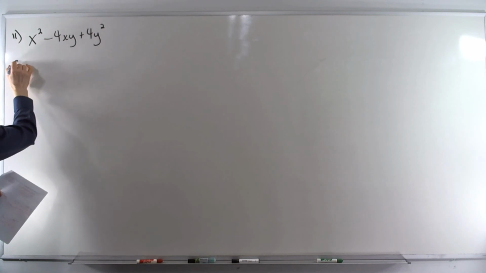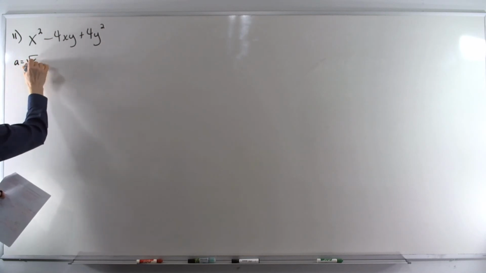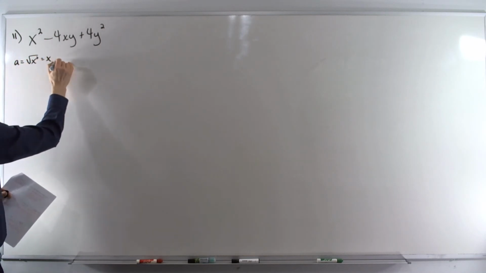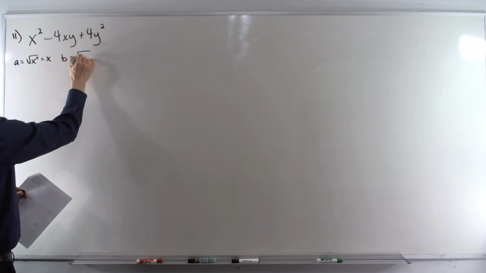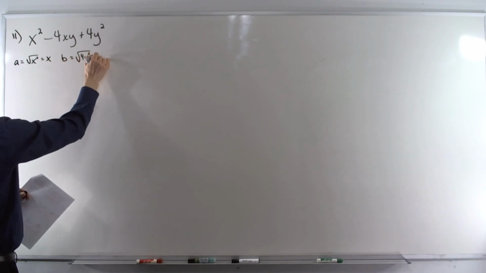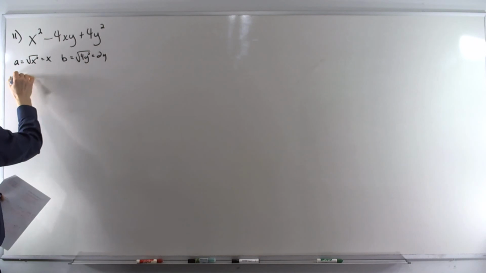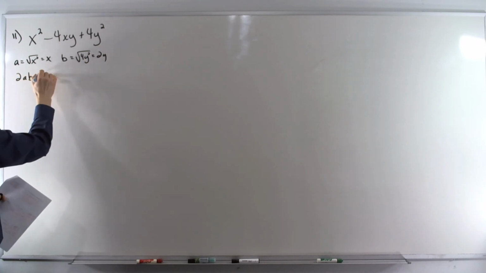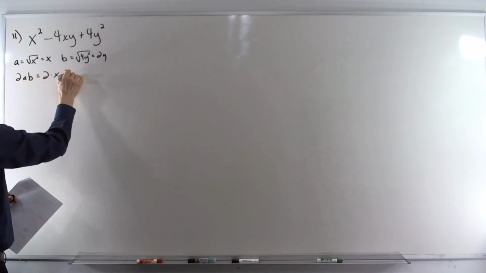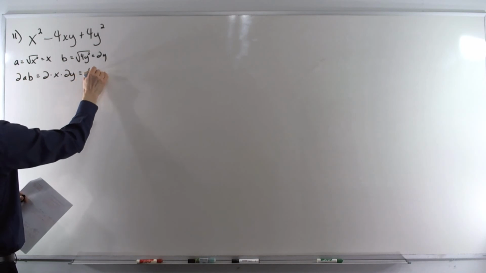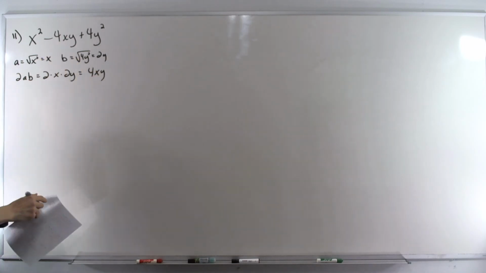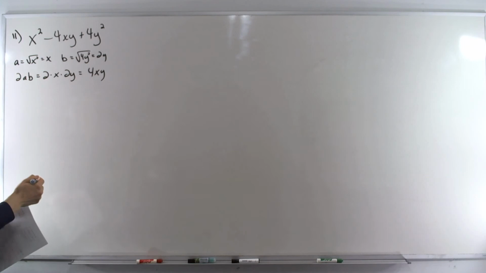Let's try it out. A is the square root of x squared, which is x. B is the square root of 4y squared, which is 2y. And that makes 2ab equal to 2 times x times 2y, which equals 4xy. And that matches the middle term. So it is a perfect square trinomial.